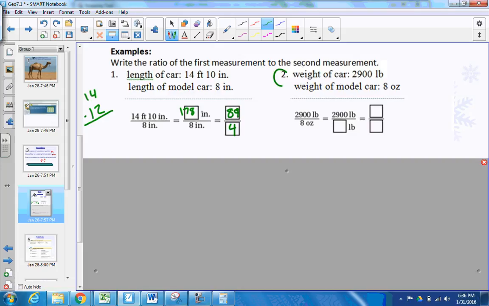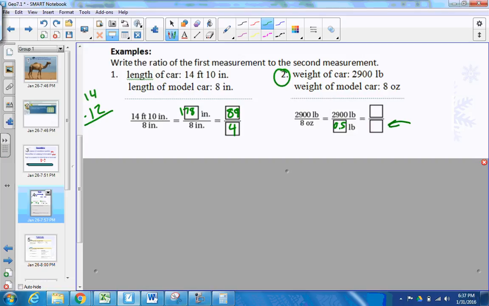Now the second one, I'll start you off, but just know that there are 16 ounces in a pound. So this would actually be 0.5 pounds on here. And in simplest form, it's not okay to have a fraction or decimal in part of a ratio. So let's simplify it and make it so that there's no decimal on the bottom, and I'm going to have you do that on your own.